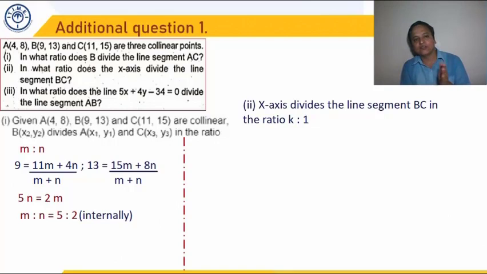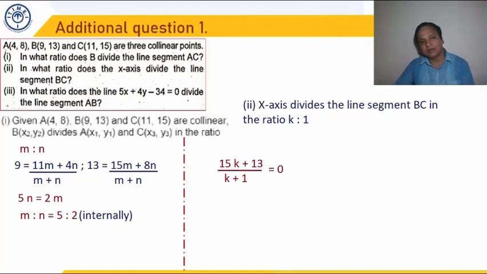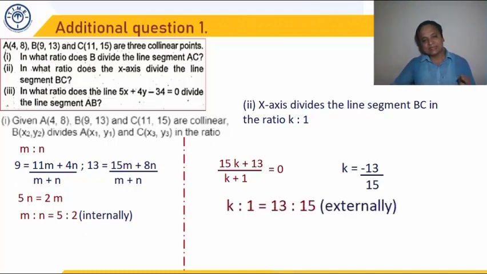It says the x-axis divides the join of segment BC. So it's 15 into k plus 13 into 1 upon k plus 1 should be equal to 0. Now k plus 1 moves to the right hand side, we get 0. So the value of k comes out to be minus 13 upon 15. The negative sign is showing that this division is an external division. So the x-axis divides the join of BC in the ratio 13 is to 15 externally. The negative sign here shows it's an external division. And any point on the x-axis has y coordinate as 0.